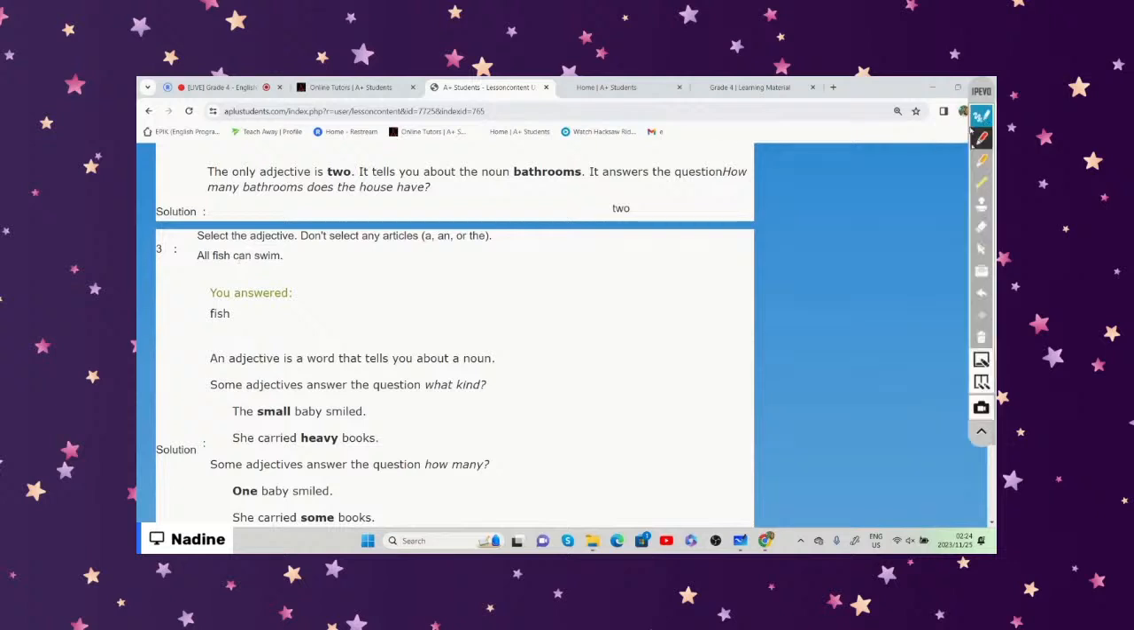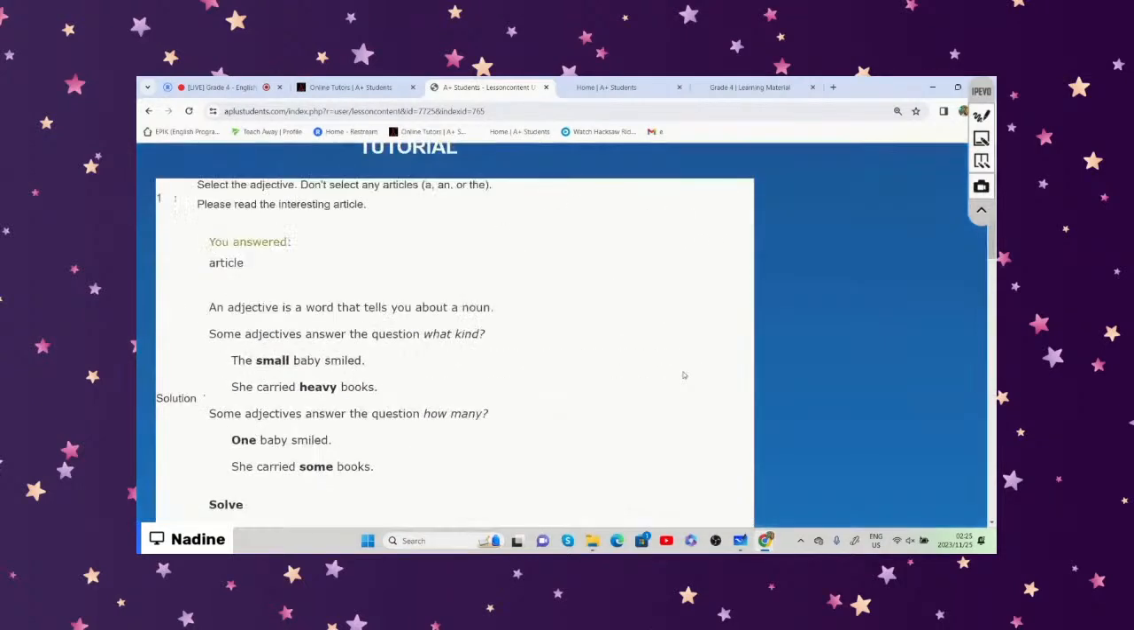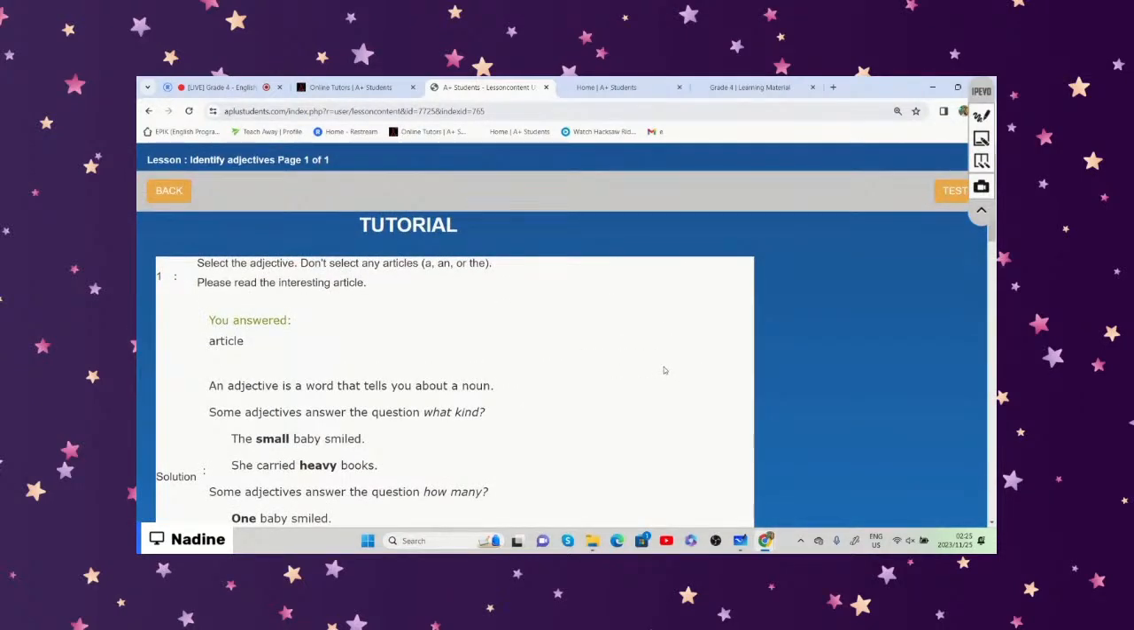And if we identify the adjective, then we can identify it as all. So basically, all fish can swim. All fish. So all is our adjective that tells us how many fish can swim, right? So they're asking how many, they're answering the question, how many fish can swim? Remember, it's best to ask yourself questions like how many or what kind in order for you to identify the adjectives because that is going to make it easier.